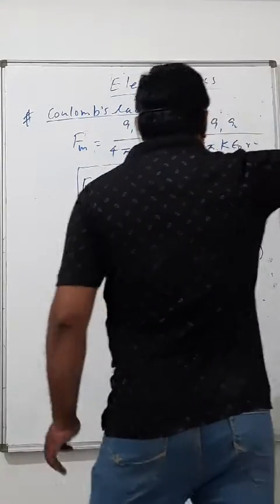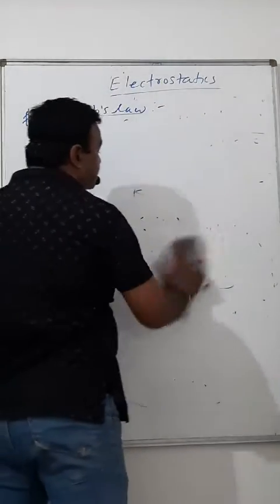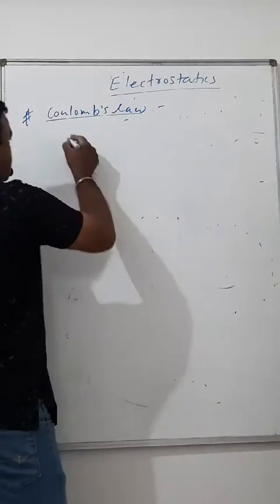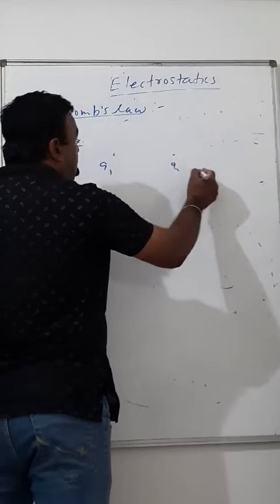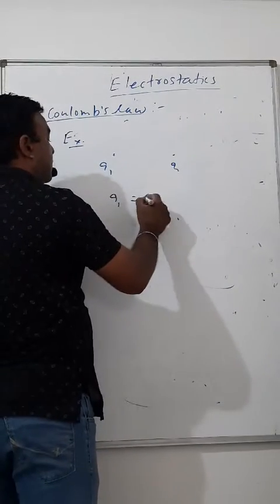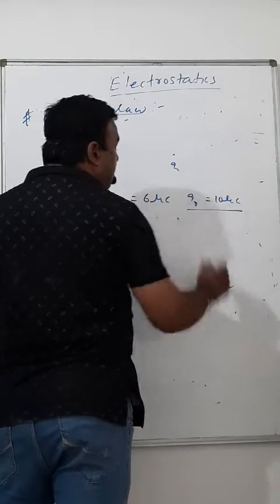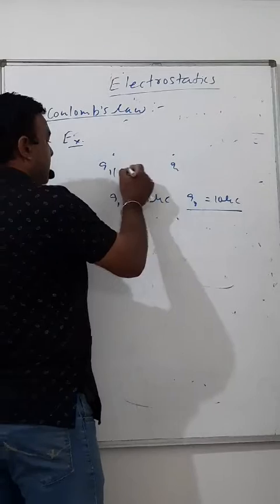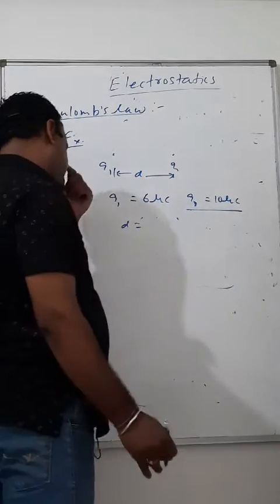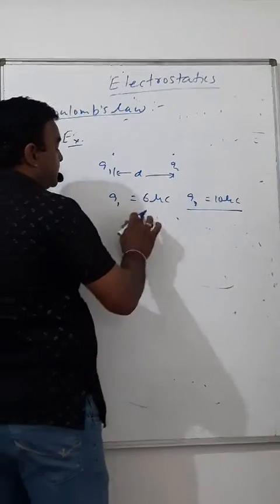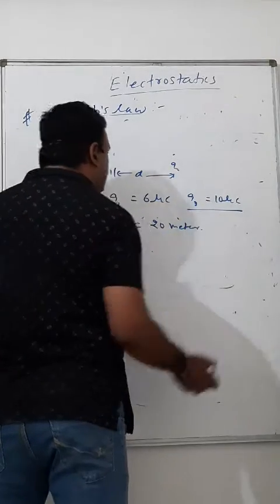Well, let's take an example. There are two charges, Q1 and Q2. I give the value of Q1 as 6 microcoulomb and Q2 as 10 microcoulomb. The distance between them, D, say it is 20 meters. Okay?